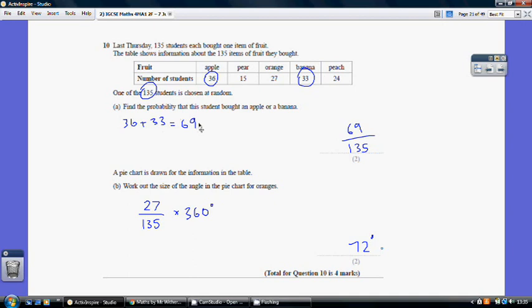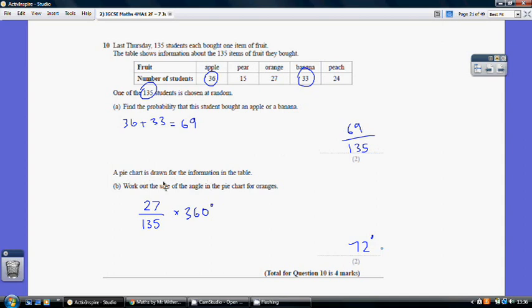So the probability of selecting one of these is 69 out of the 135. Remember, it's normally easiest to give probabilities by way of a fraction. So 69 out of 135, simply 69 over 135.